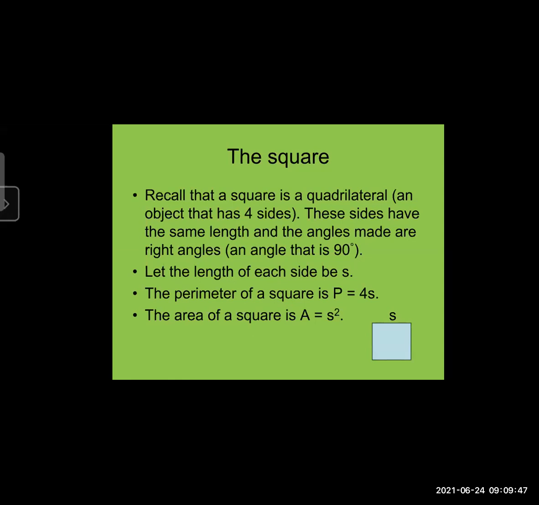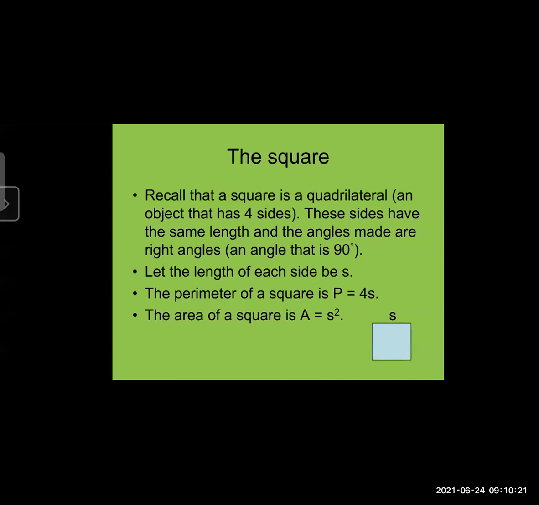So first is the square. Recall that a square is a quadrilateral. A square is a type of quadrilateral that has 4 sides. These sides have the same length, and the angles are right angles. We saw the properties of a square in the previous slide. There are 4 sides, and each angle is equal to 90 degrees. See in the figure, let S be the side of the square. All sides are equal. How many sides? There are 4 sides. So let the length of each side be S.